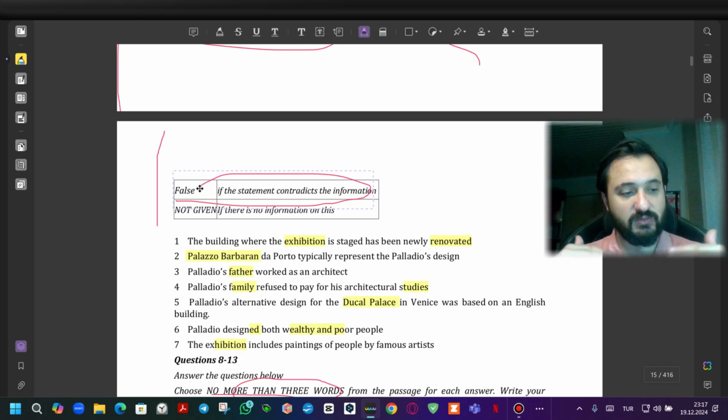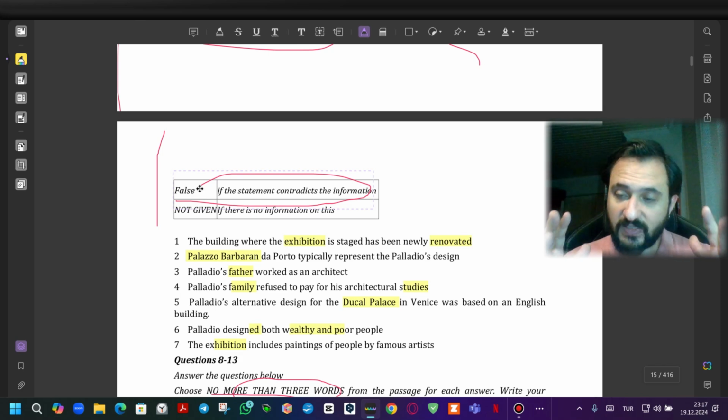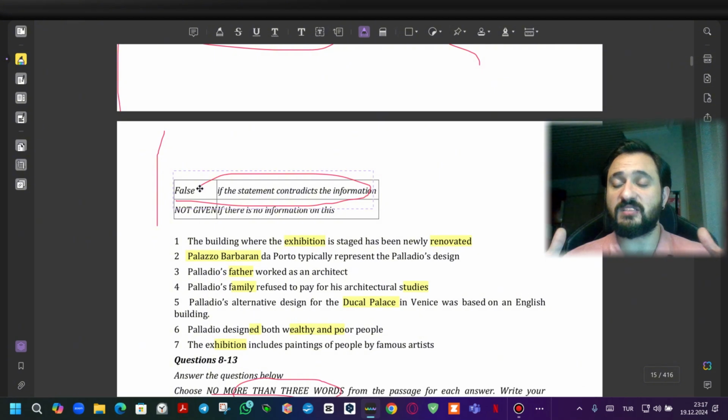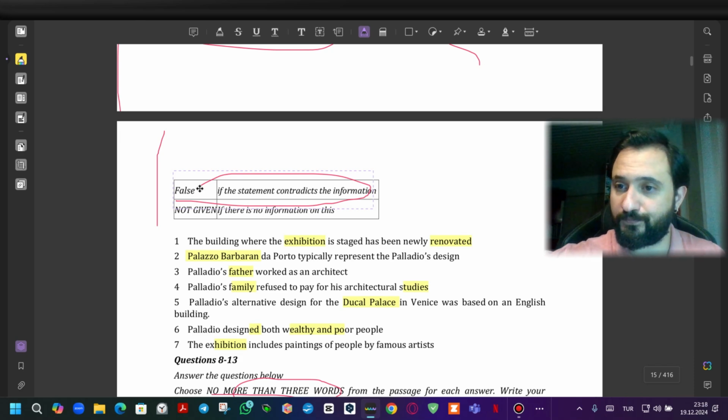Sometimes students are trying to guess, but please do not guess. Do not predict, do not try to understand, do not try to find. If you are trying to find something, it means 100% it is not given. But forget it. True, false, not given. It can be not given, it can be false. I don't care. I have the easiest way to find the correct version.